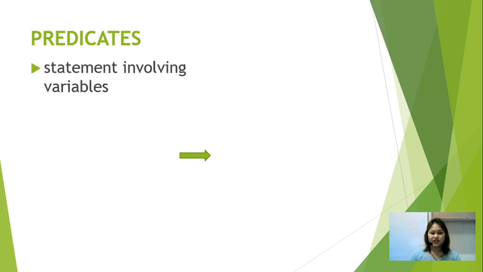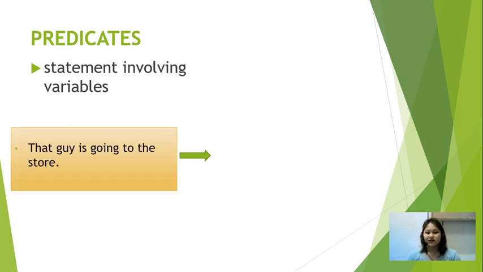Okay, so let's have the definition of predicates. So it says there that predicates is a statement involving variables. So you have here that guy is going to the store. That guy is going to the store. So if you will think about it, if someone says that guy is going to the store, you will ask yourself, who?